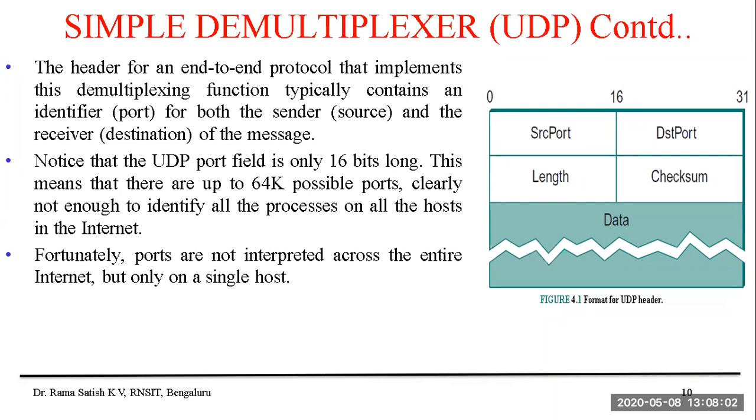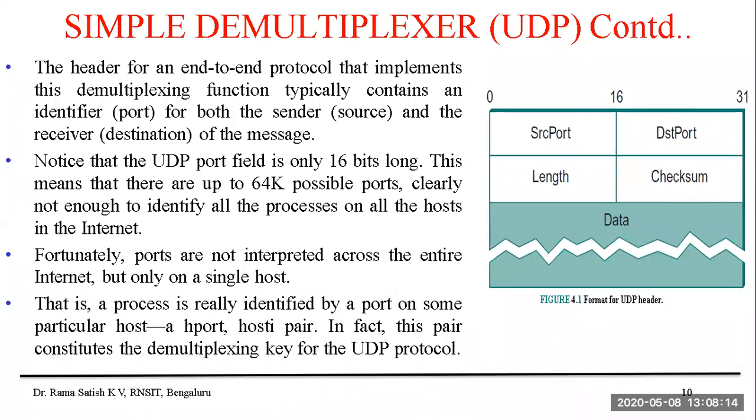Of course, one port is not going to affect the other port because of multiplexing and demultiplexing that have been implemented very efficiently. So that is why this is being used. And a process is really identified by the port and some particular host, a host port and host IP pair. So we certainly have a port we've been assigned. In fact, this pair forms the demultiplexing key.